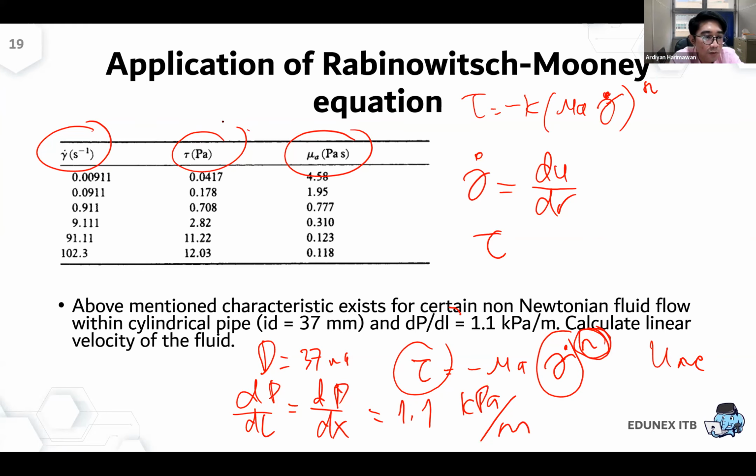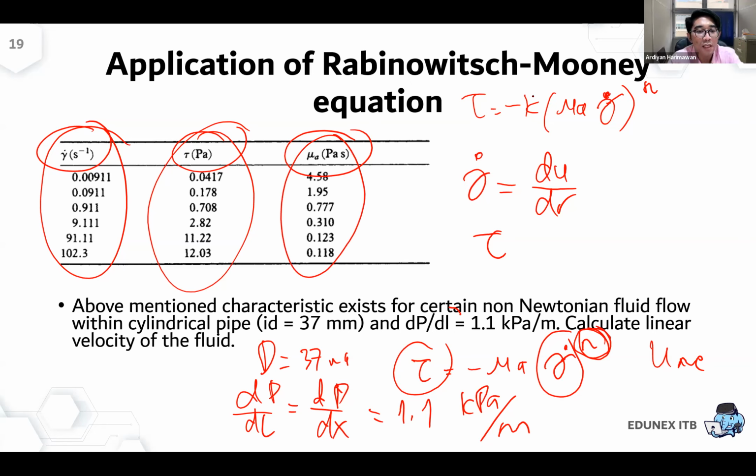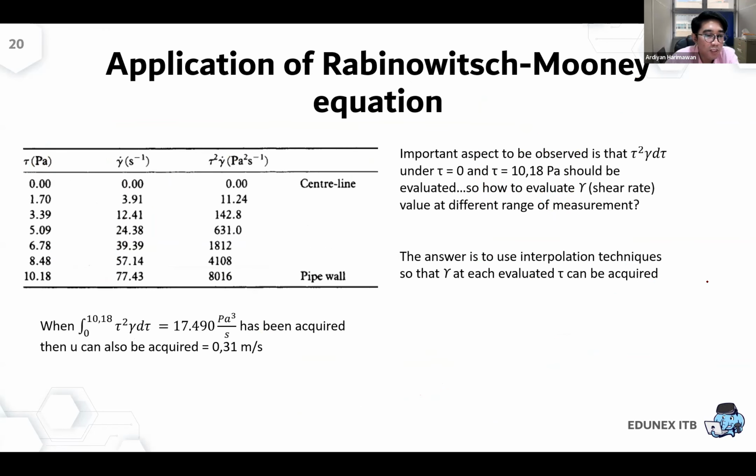This is the tau, this is the shear rate, and this is the apparent viscosity. Then calculate the k. You just take the log plot, log of tau versus log of mu a times this one. Then find the average velocity, which is this one. No need to pay attention to this table.